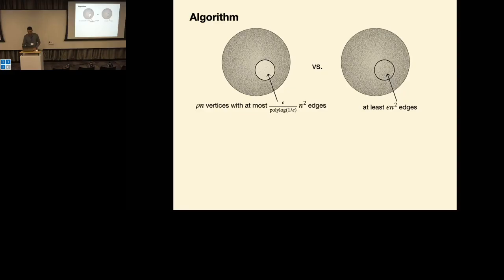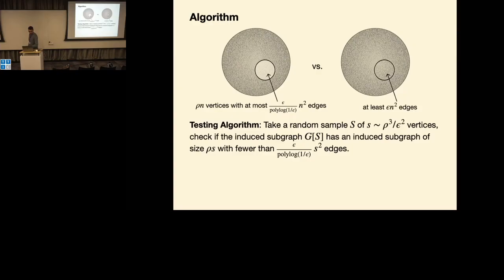Okay, I'll just mention a little bit about what our algorithm is, and maybe what the container method is. So what is our algorithm? Again, we're trying to distinguish between these two cases: either we have a sparse subgraph, or every rho n set is sufficiently dense.